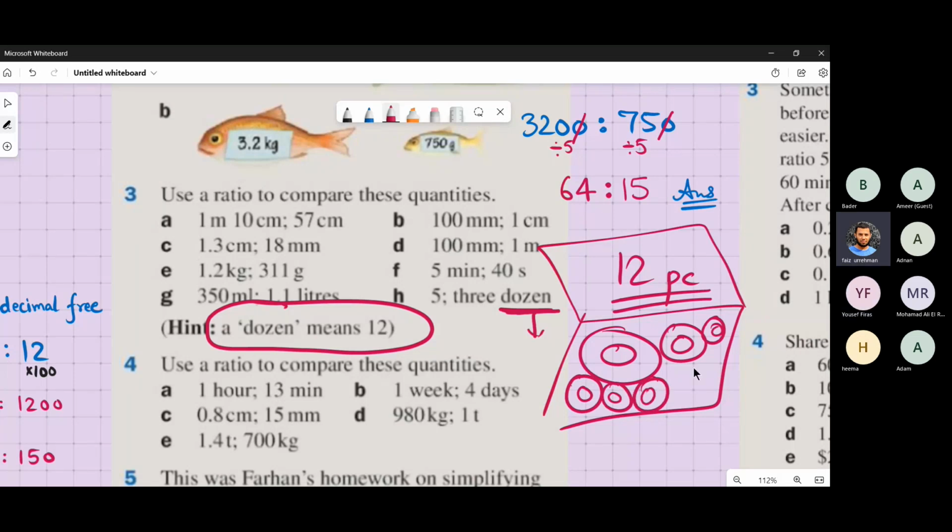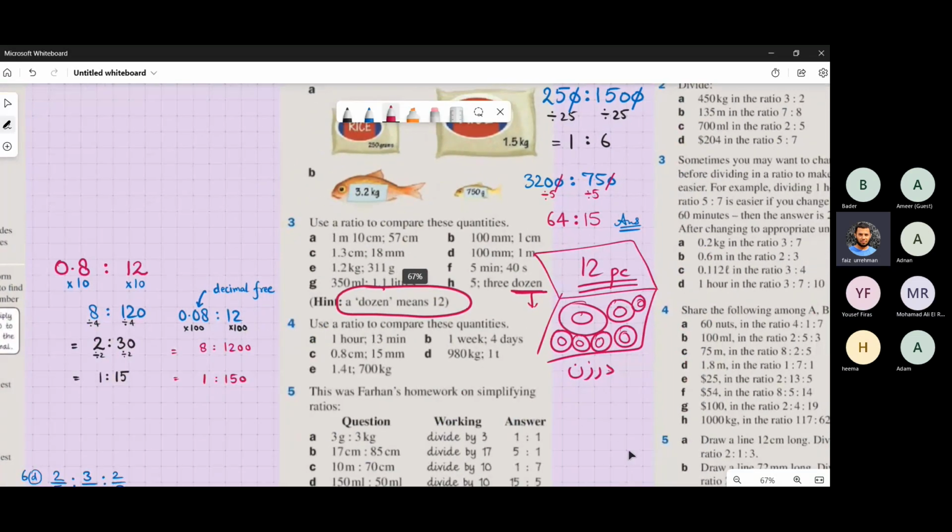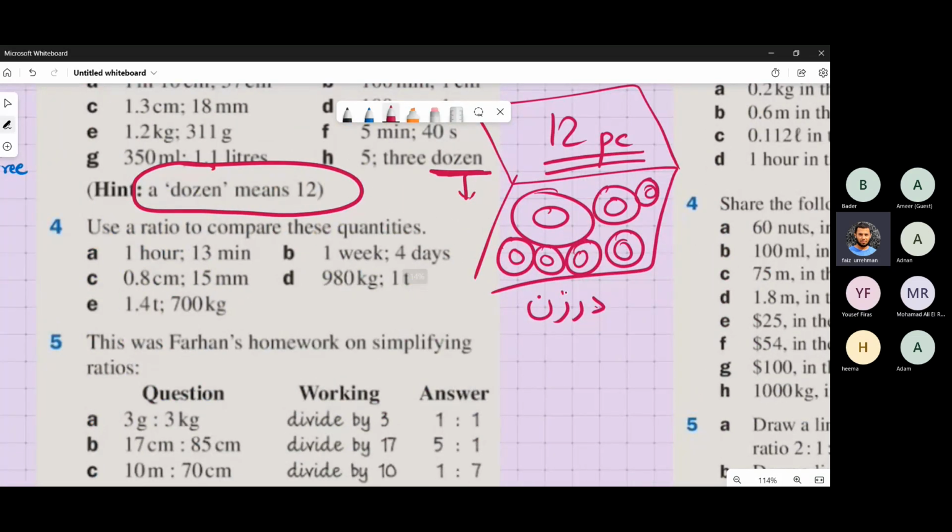How do you say dozen in Arabic? Darzan. Dar and zan. A very similar name, in Hindi and Urdu we call it darjan.